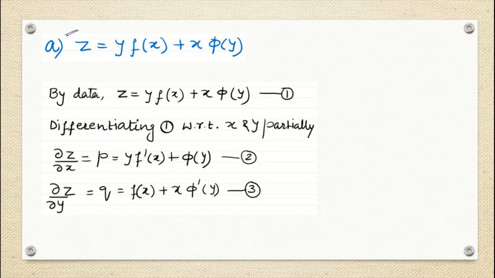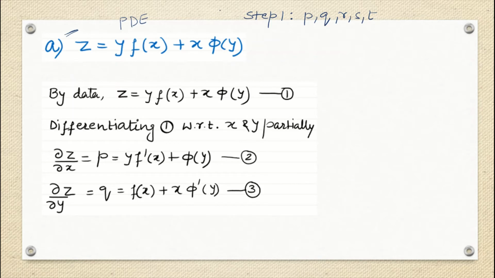So the very first question is written here: z equals y f(x) plus x phi(y). This is the equation given to you, and you have to build the partial differential equation from it. The steps will be exactly the same, only two steps are needed: step number 1 and step number 2. What will be your step number 1? Step number 1 will be finding p, q, r, s, t. You have to find all of them.